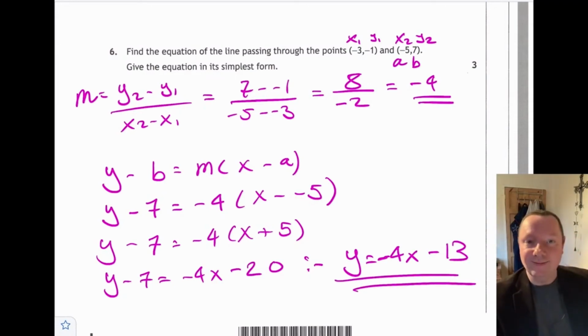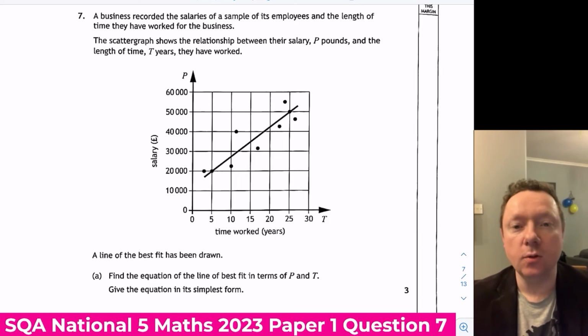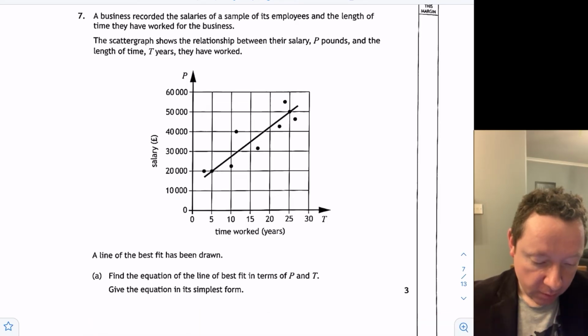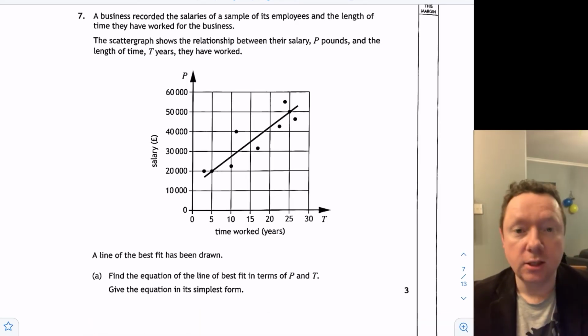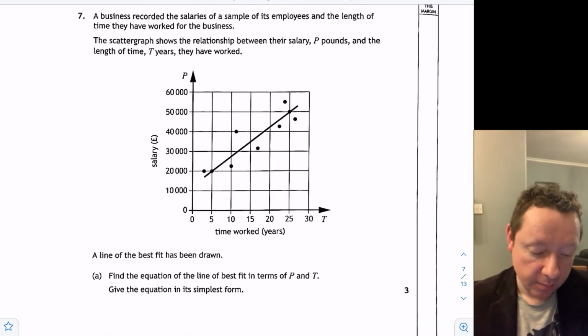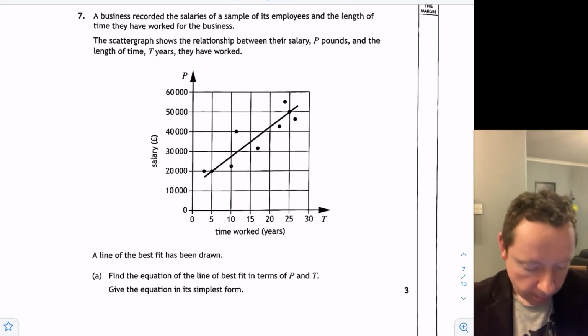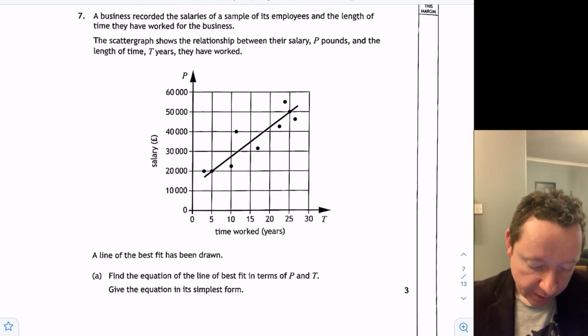And we're done. National 5 Maths 2023, Paper 1, Question 7. A business records sales of a sample of its employees and the length of time they worked for the business. The scatter graph shows the relationship between their salary and the time in years they worked. The line of best fit is shown, so it's a straight line question. Find the equation of the line of best fit in terms of P and T. Give the equation in its simplest form.